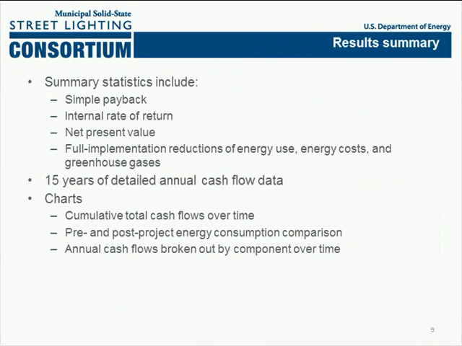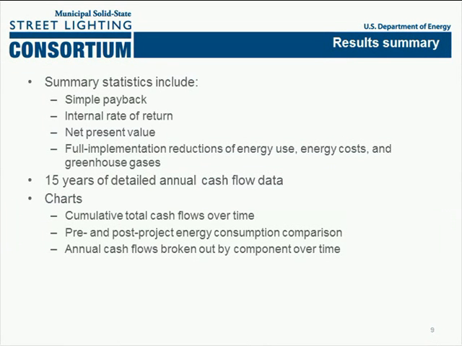Okay, now on to the outputs. The results summary page provides a variety of outputs once you've completed entering the input data. It provides a number of summary statistics, as I mentioned previously, net present value, internal rate of return, and simple payback. It also provides savings values for energy use, energy costs, and greenhouse gases associated with full implementation of the project. Now, many projects may not be implemented in 1 year. They might take 2 or more years to implement. And so the savings values reported on this page are associated with full implementation of the project.